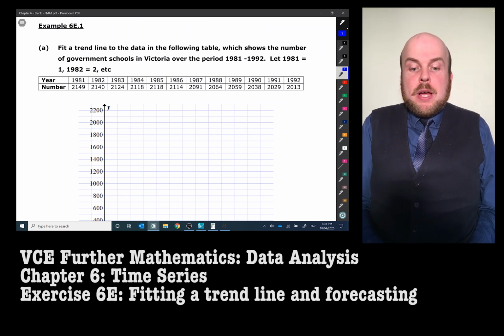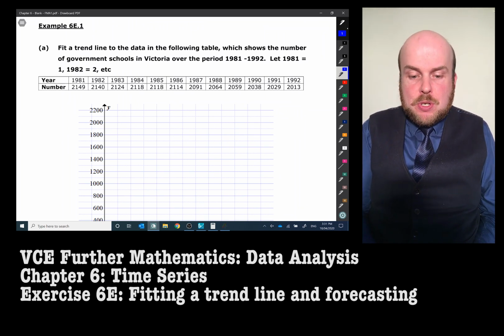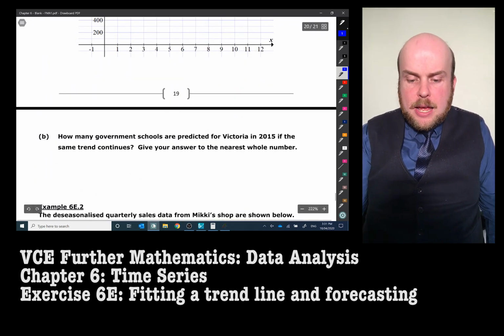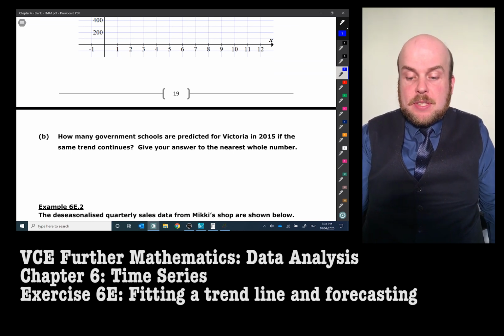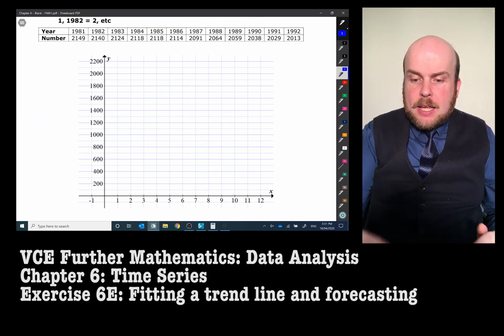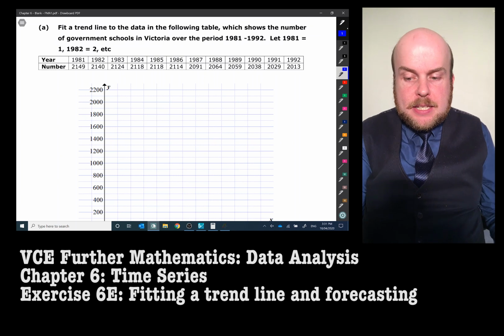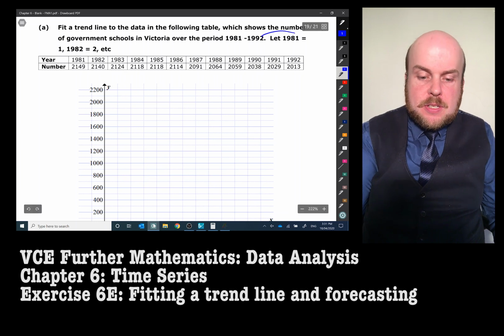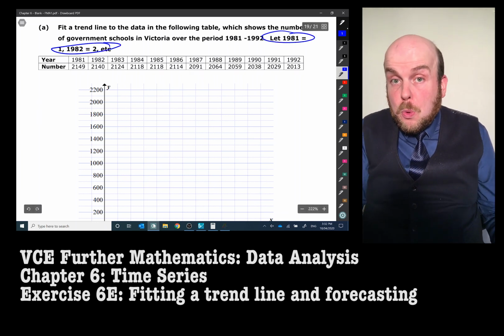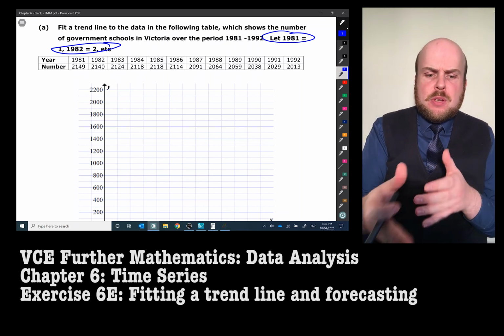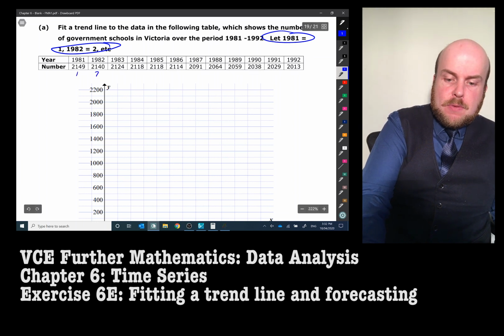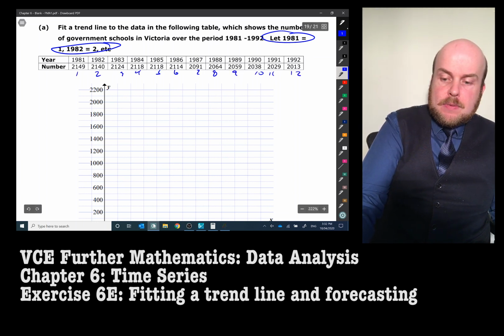Example 6E.1. Fit a trend line to the data in the following table, which shows the number of government schools in Victoria over this period. And then how many government schools are predicted for Victoria in 2015 if the same trend continues? Give your answer to the nearest whole number. Now, it does say in the instructions that we're letting 1981 be 1, 1982 equals 2, etc. Please be aware of instructions like this, because that will be really important when you're making your regression lines, because if you use the numbers as they are, you'll get really big numbers. So we're actually going to use 1, 2, 3, 4, 5, 6, 7, 8, 9, 10, 11, 12.